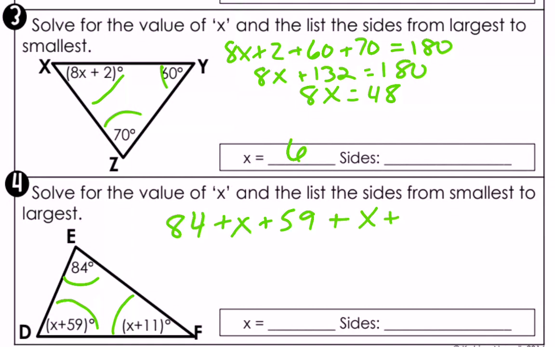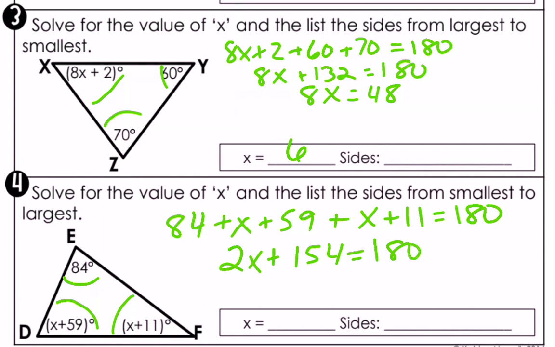Add up all your angles. Those are going to equal 180 degrees. So when I combine like terms, I get 2x plus 154 equals 180. 180 minus 154 is 26. So x equals 13. So that seems probably pretty basic, and you've done problems like that before.